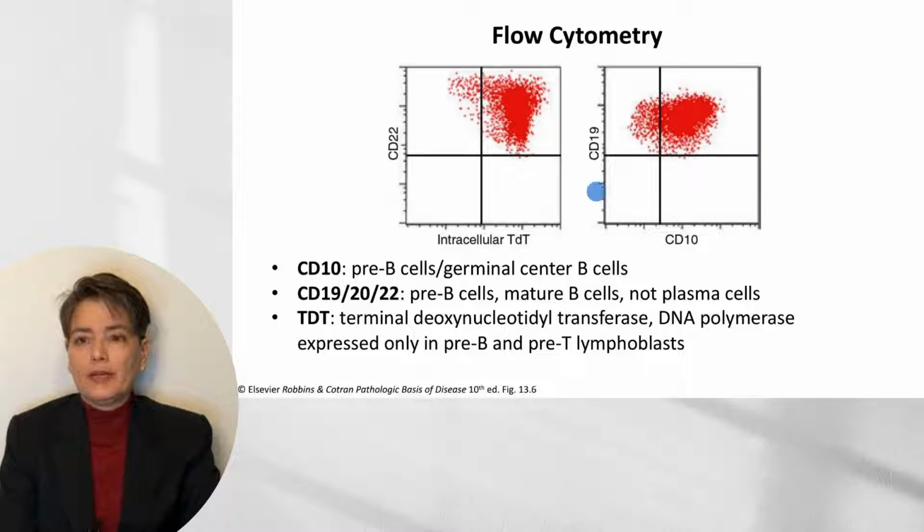This example here is looking at CD19, another B-cell marker, as well as CD10, which tends to be seen in our acute lymphoblastic leukemias. So taking these B-cell markers with our TDT and our CD10, we can look at this and say this is a B-cell acute lymphoblastic leukemia.